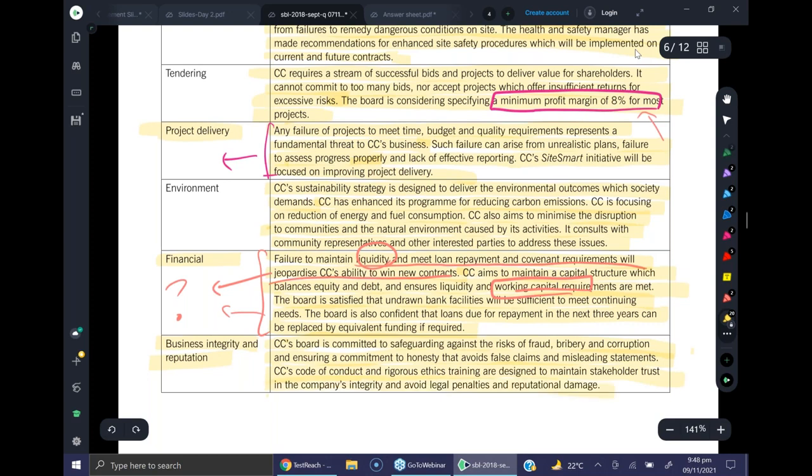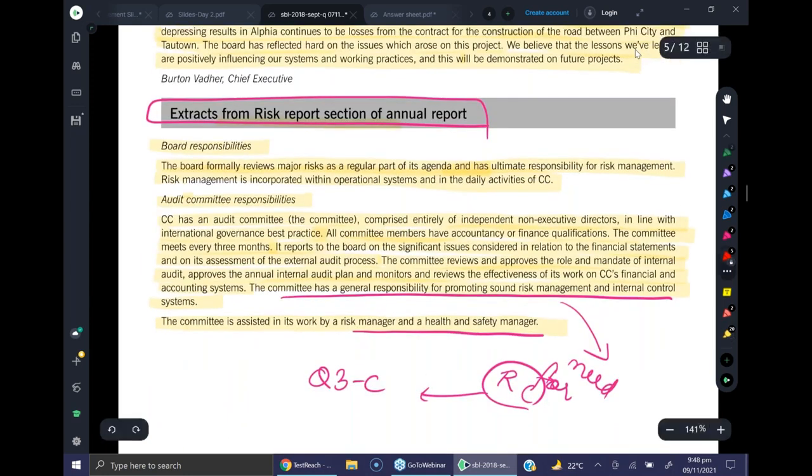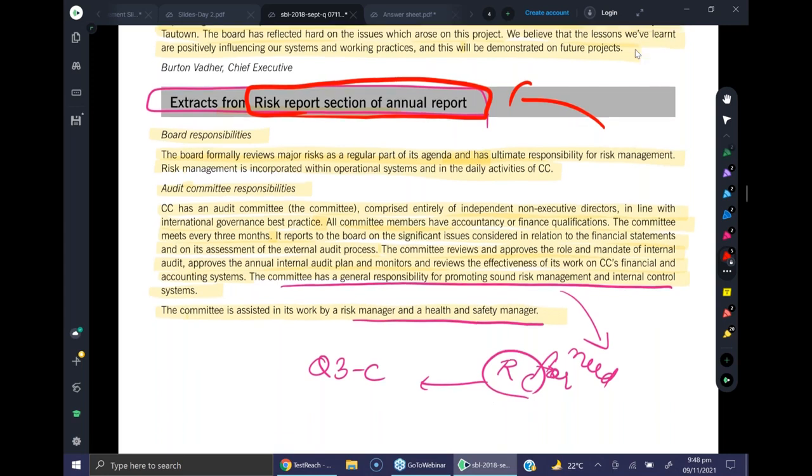Okay, now where are these specific risks mentioned? These risks are mentioned in the risk report section of the annual report. So they have claimed that they're taking care of all these risks. Am I right? Please confirm if you're clear on this. So the things are actually mentioned in the annual report, so they are important. So the CC company is responsible for these claims and can be held accountable.